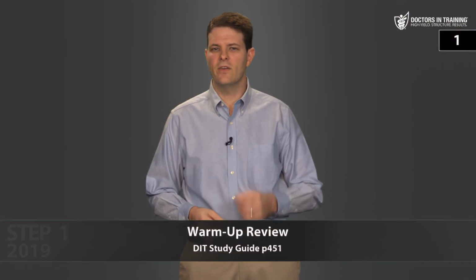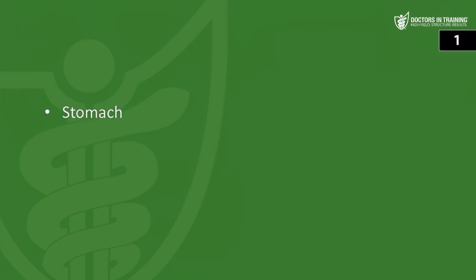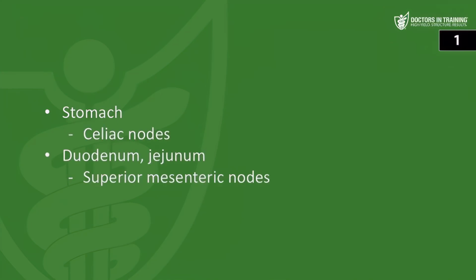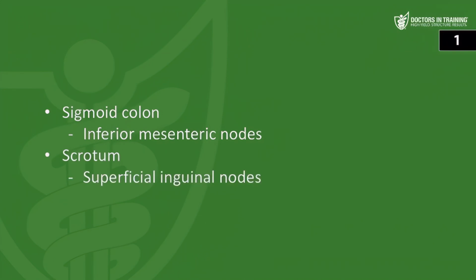All right, let's go over the quiz for Pulmonary 1. First question, to which lymph nodes would cancer in each of the following areas most commonly metastasize? So stomach cancer goes to the celiac nodes. Cancer in the duodenum and the jejunum goes to the superior mesenteric nodes. Sigmoid colon goes to the inferior mesenteric nodes. And the scrotum drains to the superficial inguinal nodes.